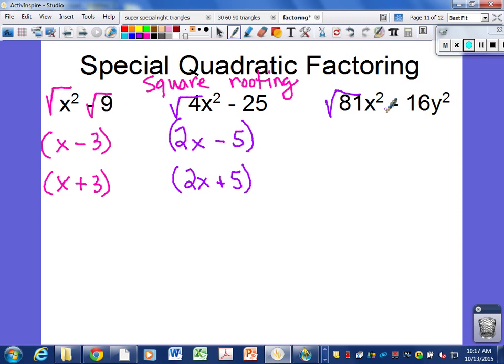So our last one, square root them both. Square root of 81 is 9. Square root of 16 is 4. But because there's a y squared, we need to have a y on our second term as well. So 9x minus 4y and 9x plus 4y. Okay, these are all difference of squares, so you have to square root them. Plus and a minus on each of your factors.